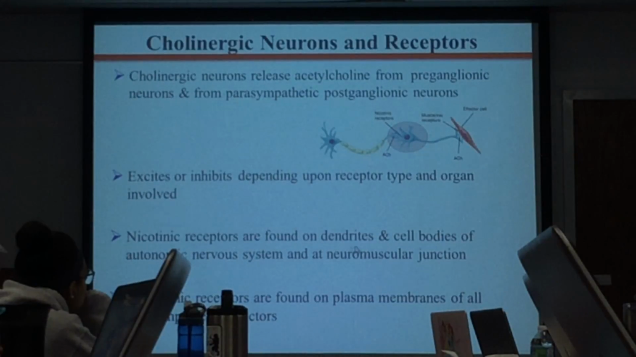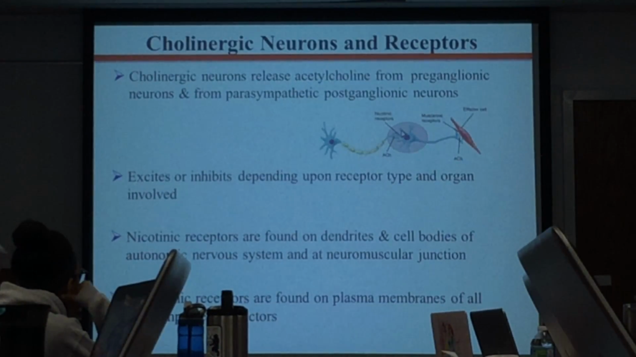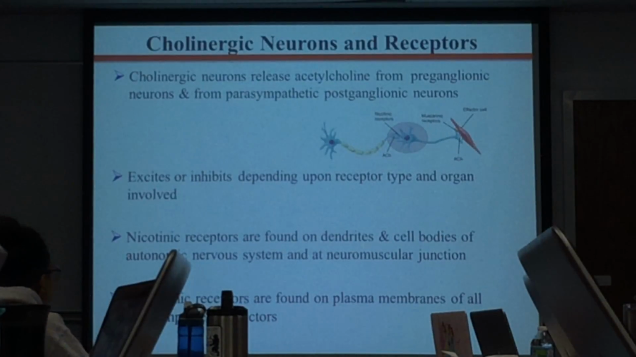Nicotinic receptors are the primary receptors located in the peripheral ganglion. So when acetylcholine is released, the nicotinic receptor is activated and causes excitation of the second neuron. Muscarinic receptors are often found in the effector tissues. So in the postganglionic neurons, when acetylcholine is released, the muscarinic receptor is activated, which leads to muscle constriction or relaxation.